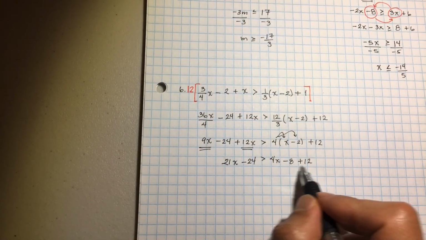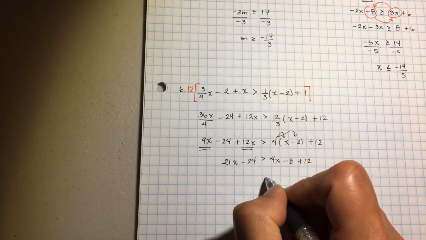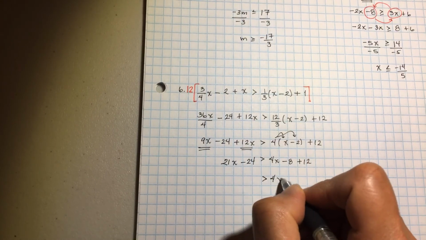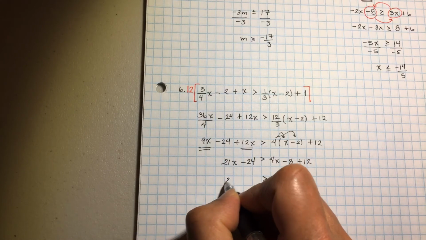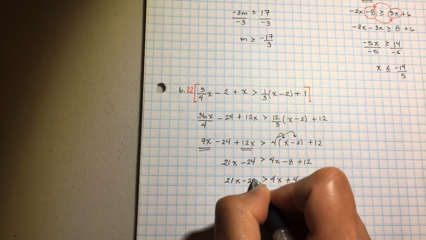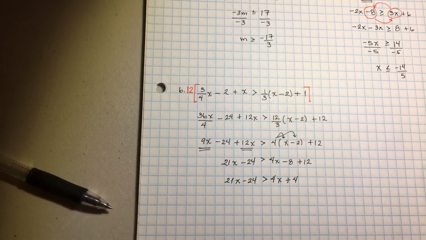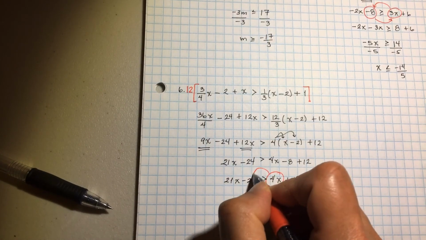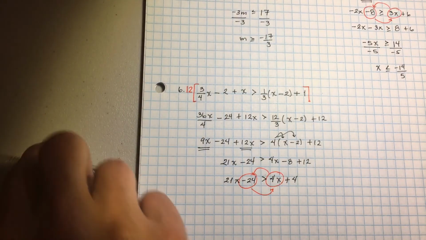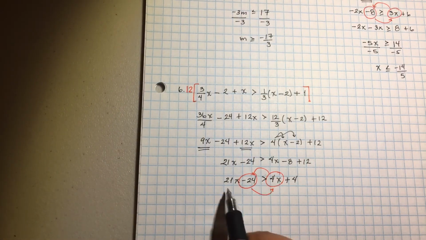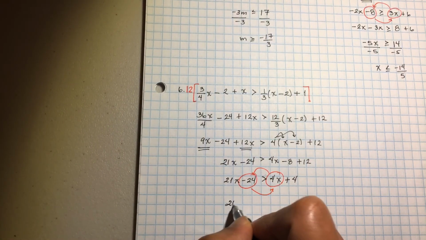Oh, well, what about here? Can I combine this? Yes, I can. So let's go ahead and combine that. Negative 8 plus 12, that should give you positive 4. So we got 21x minus 24. So now letters on the left, numbers to the right. Notice that I circled the sign. Okay, you have to make sure you include the sign. So 21x is on the left.